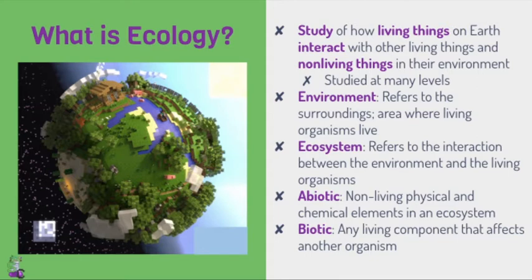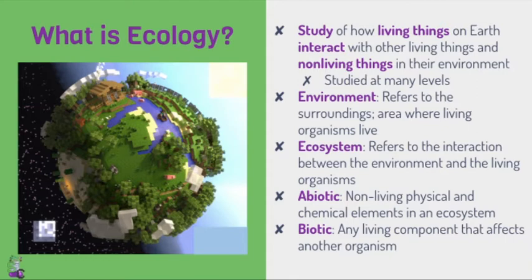Now, there might be some confusion about the difference between environment and an ecosystem. Environment refers to the surroundings, whereas ecosystem is the interaction between the environment and the living organisms. So an environment is simply the area where living organisms live, and an ecosystem is the community where the biotic and abiotic elements interact with each other. Now, what are biotic and abiotic elements or factors?